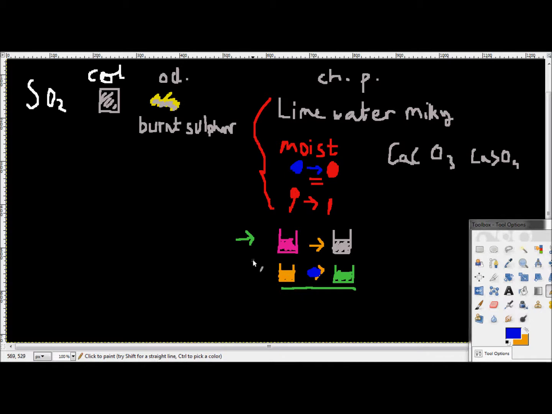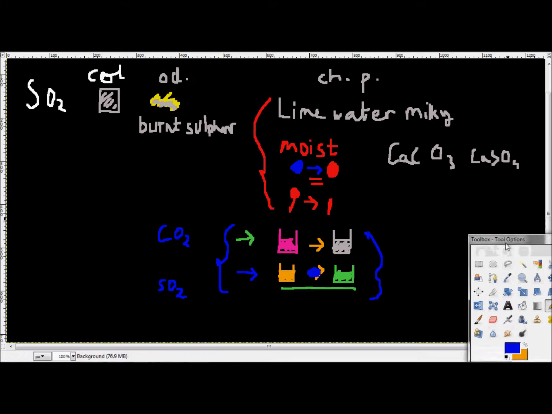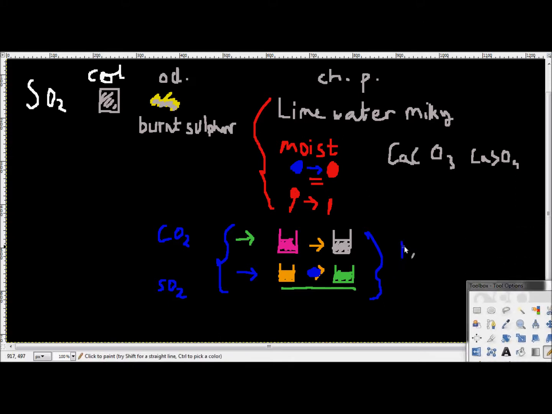And just remember that this is the only way to tell between CO2 and SO2. These changes will only occur for SO2. For CO2, nothing will happen. So the pink will remain pink, the orange will remain orange, and that's it for SO2 now. And also one more thing, these two changes take place because SO2 is a reducing agent.